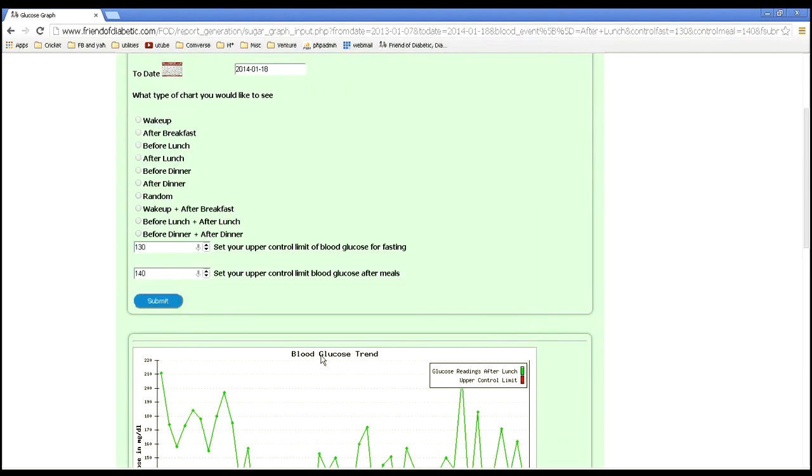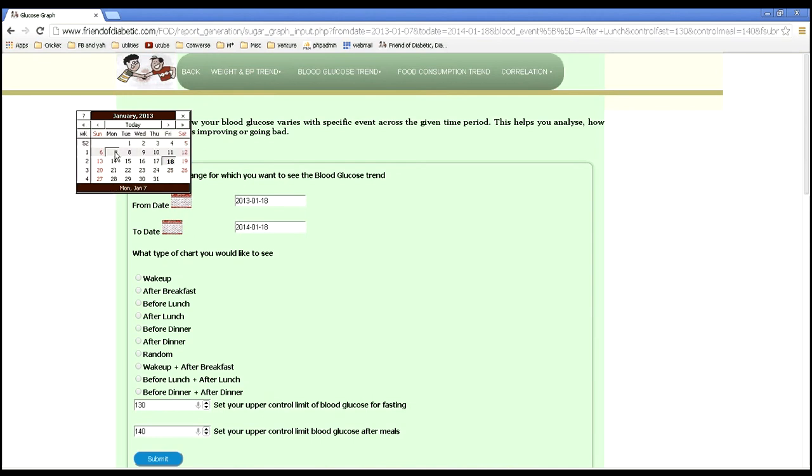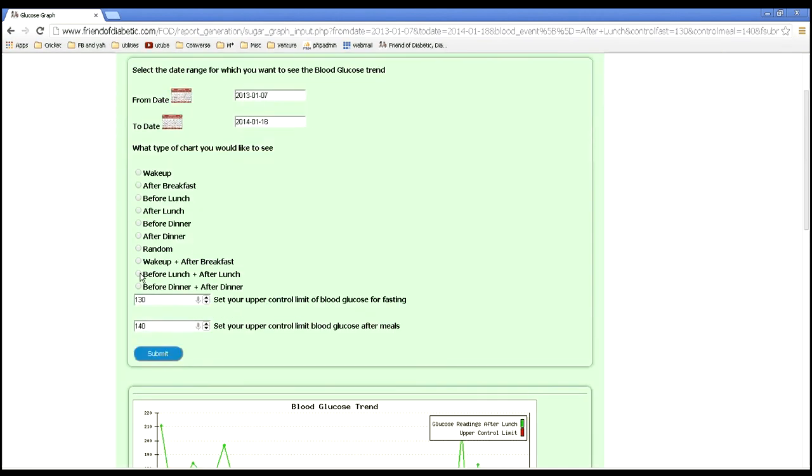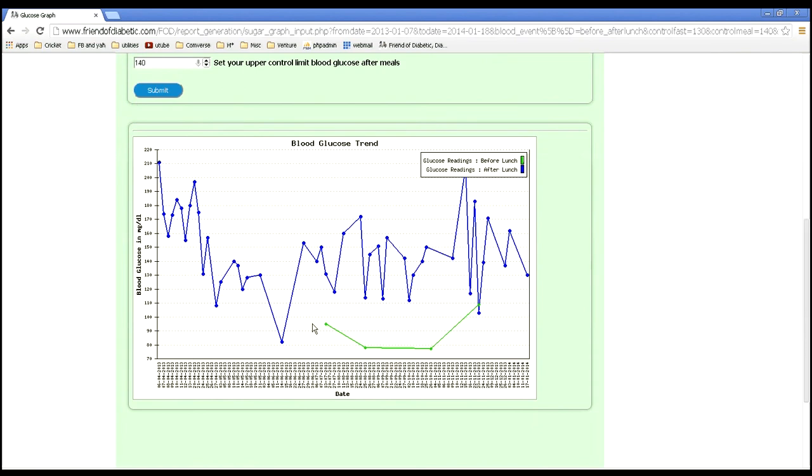Now if we select before lunch and after lunch trend, it gives a trend across two meals, before lunch and after lunch. If I do this, it shows that I didn't have much data. You can see here that before lunch this was the blood glucose and after lunch this is how it has moved.